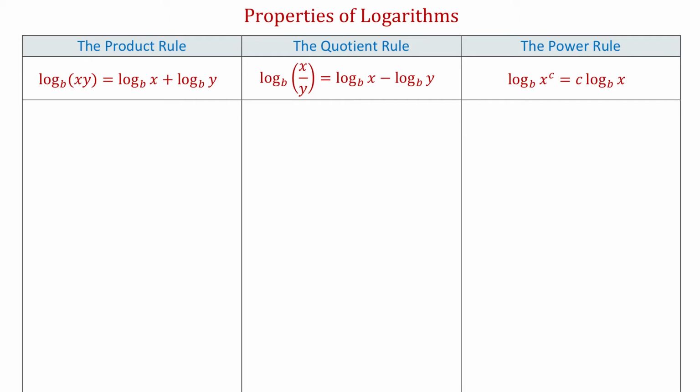In this video, we will talk about the product, quotient, and power rules of logarithms. The product rule is log base b of x times y equals log base b of x plus log base b of y. So why is the logarithm of a product equal to the sum of logarithms? This is because logarithms are exponents, and in the product rule for exponents, when we multiply expressions that have the same base, we add the exponents.